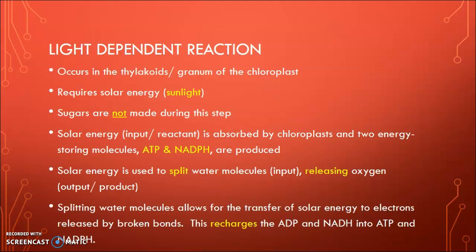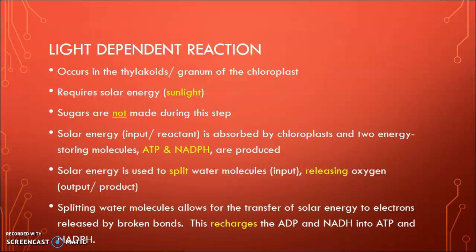In photosynthesis, there are two light reactions. We call them light reactions because one requires light, though the other does not require light. It can't occur without the other having occurred first. So one of the requirements for photosynthesis is that sunlight, that solar energy.